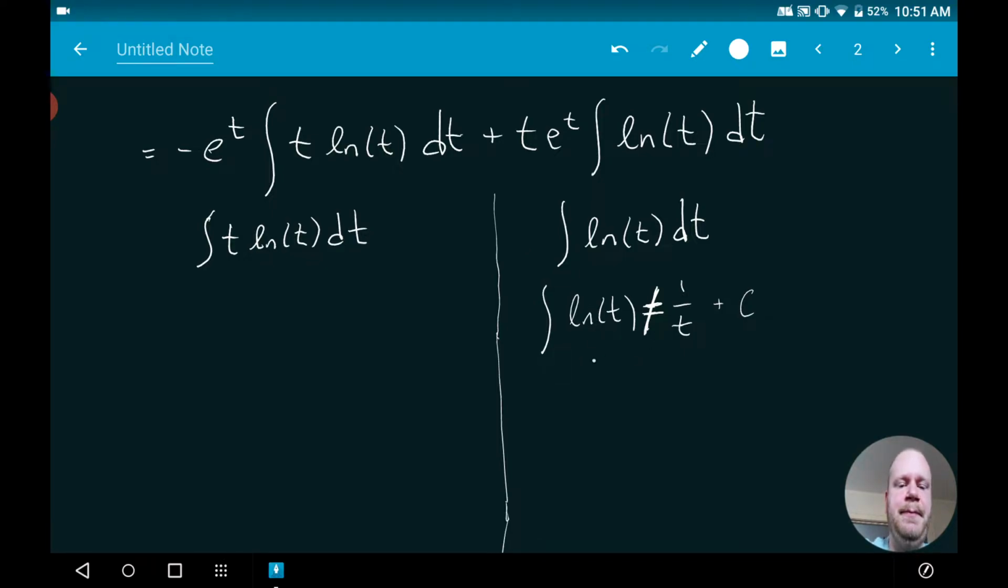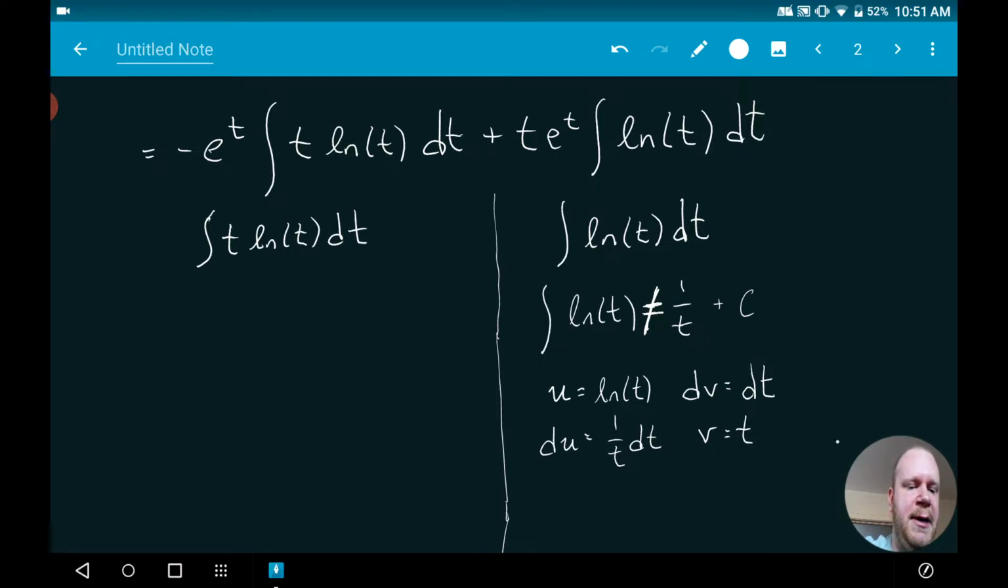I'll actually start with this one. This is an integration by parts problem. So I'm going to start off by saying u should be something that when we take the derivative of it, it becomes easier and simplified, and dv is something that we know how to integrate. So this u is going to be my natural log of t, dv is going to be dt, du is equal to 1 over t dt, and v is just going to be equal to t.